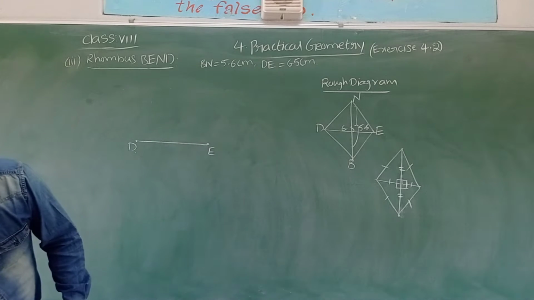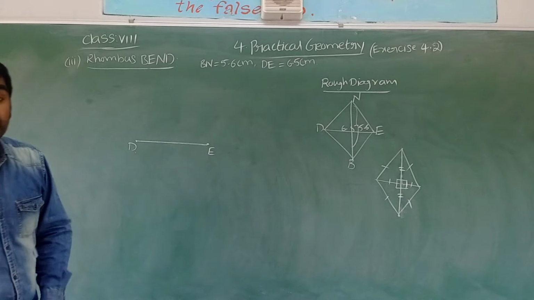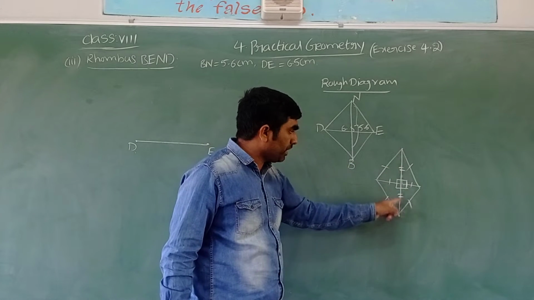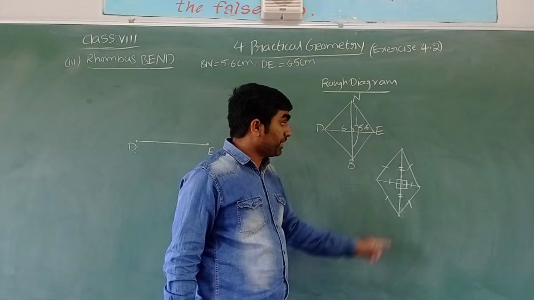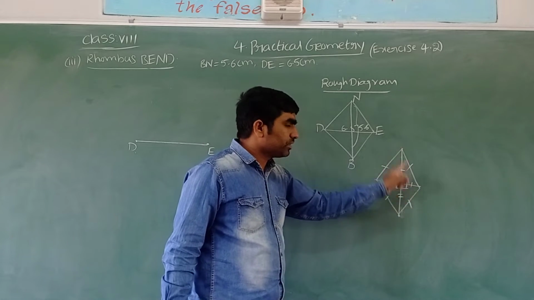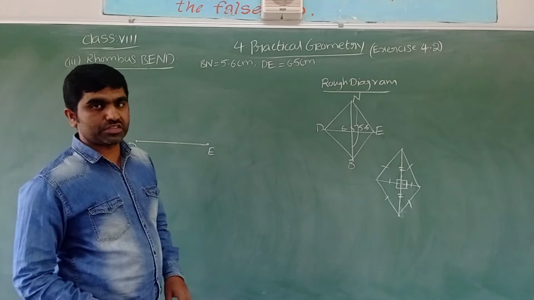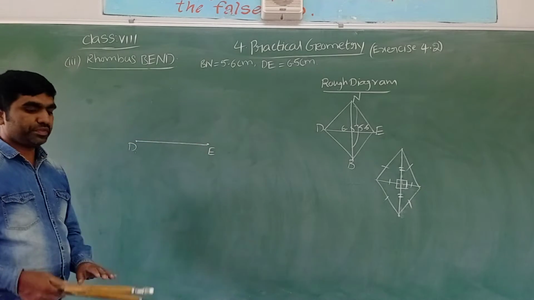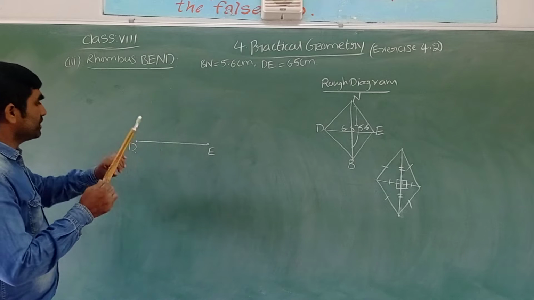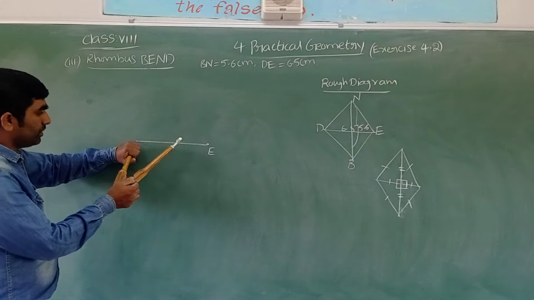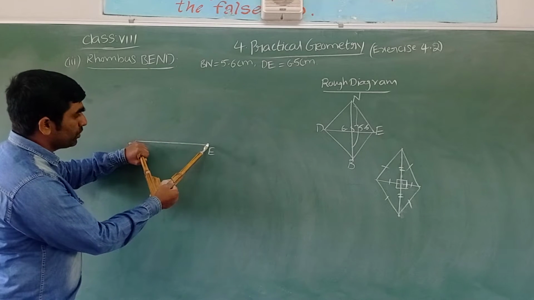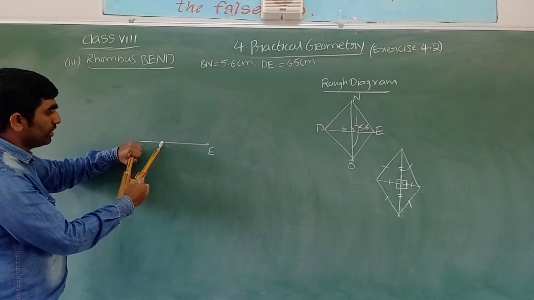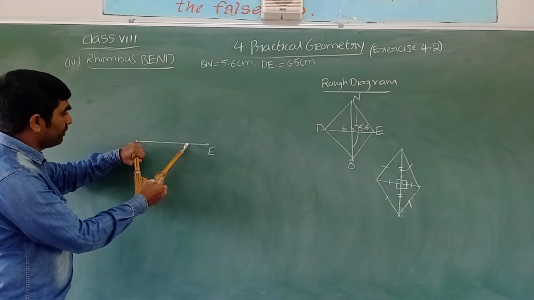We learned in class 6th how to draw a perpendicular bisector. Perpendicular means which makes a right angle on the base. Bisector means which divides the base into two equal parts. To construct a perpendicular bisector on DE, take the compass and set the compass length to more than half of DE. Don't take it half, don't take less than half.